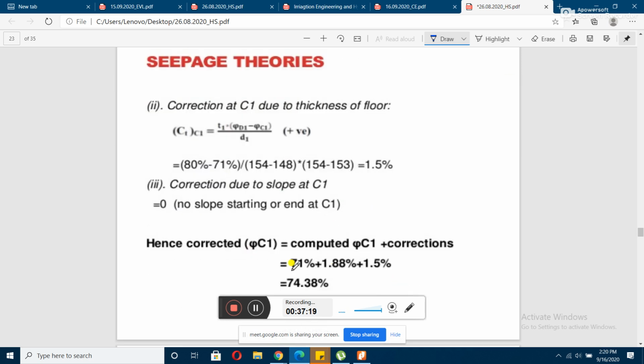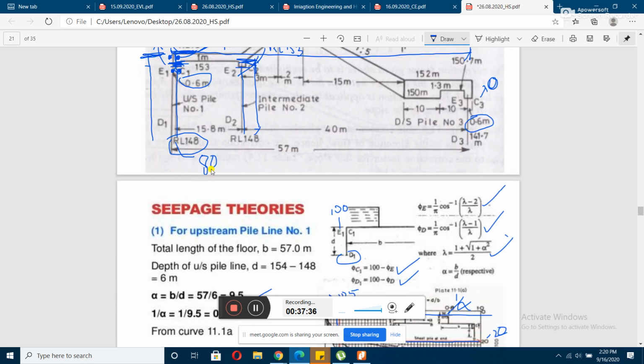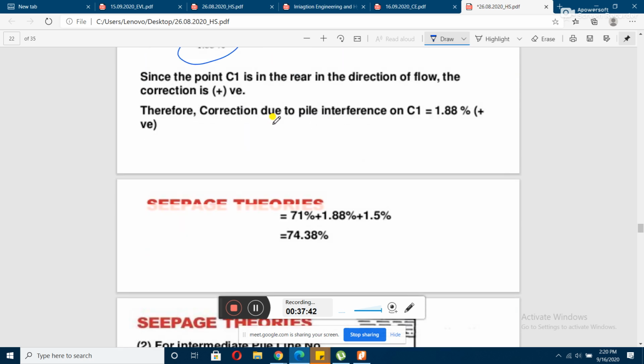So what is the net result? That is your 71 plus the influence due to the influential pile, that is 1.88, and due to the thickness of the floor, that turns out to be 1.5. So when you add it up, we will be getting the phi C1 value, and that phi C1 value is at this particular juncture. So these have been calculated.